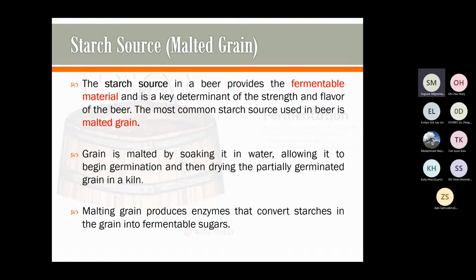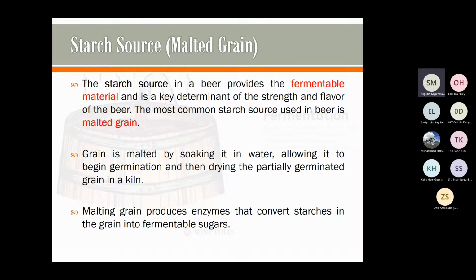So here malted, like we already understand, the grain is malted. How they do the malting process: they soak it in water, and then allow it to begin germination. It's not fully germinated, but partially germinated, and then they will dry it, drying the partially germinated grain. And all this will be done in a kiln. Okay. And malting grain produces enzymes.